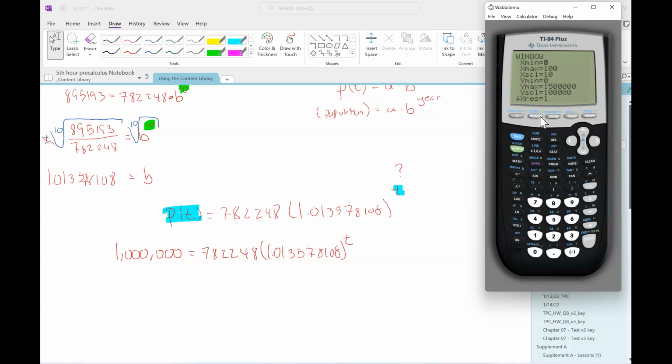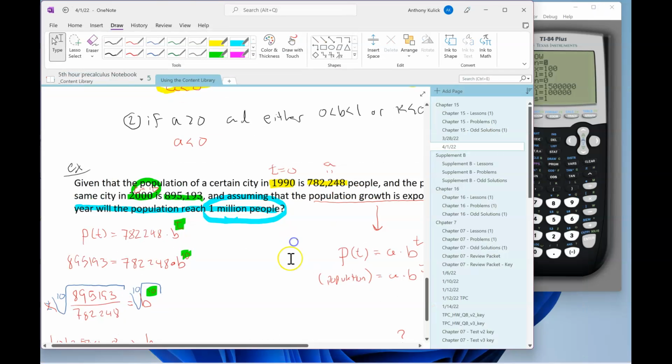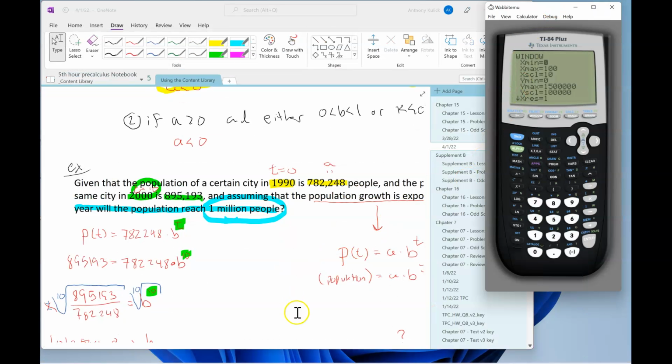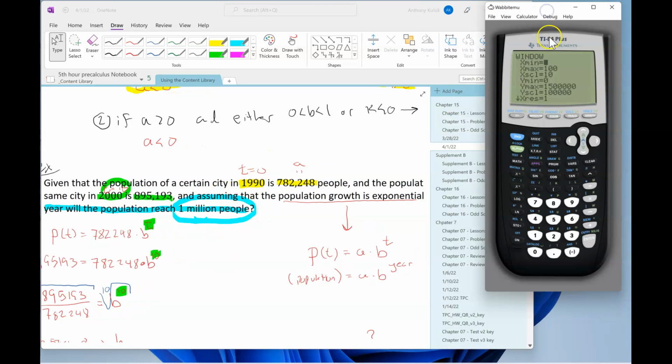So I'm going to think about the context of the problem. Remember, the x's are representing our times. So in this problem, our time is starting at 0, right? That's the first date we know about. So I think x min being 0 is appropriate. And then at time 0, the population is 782,000. At time 10, the population is 895,000. So it went up about 100,000 people or so.